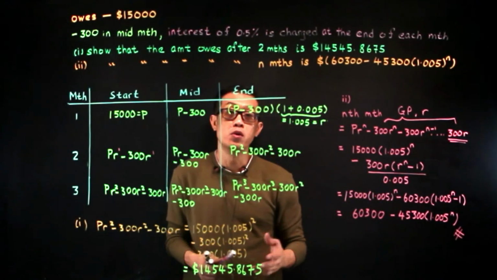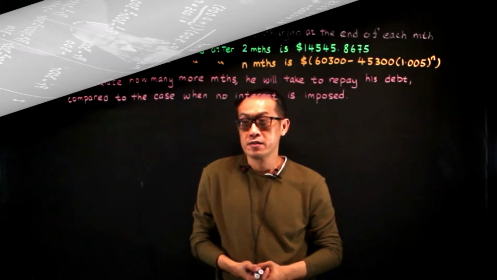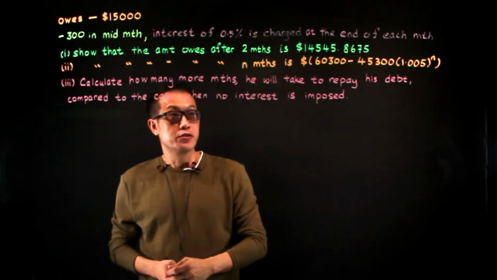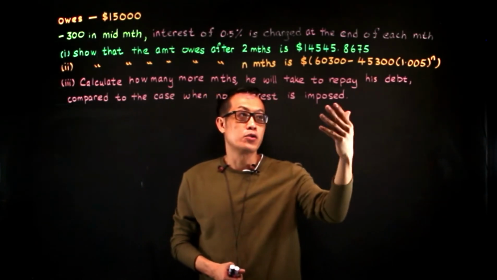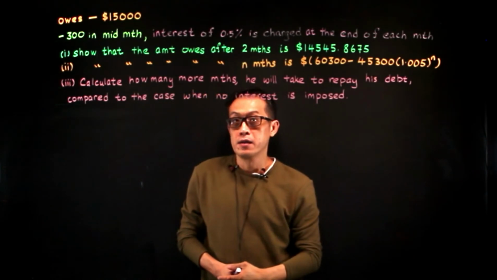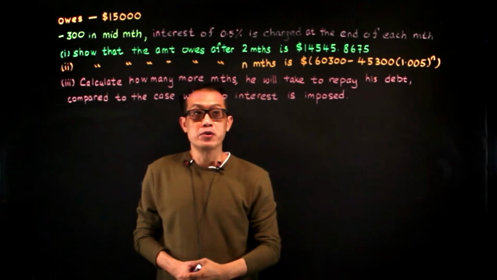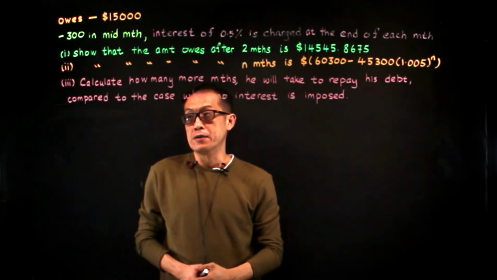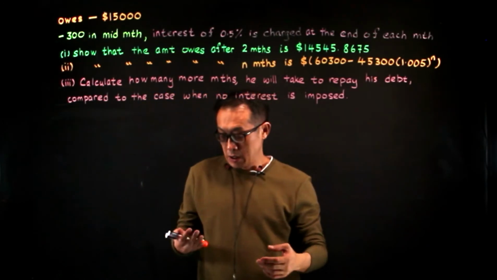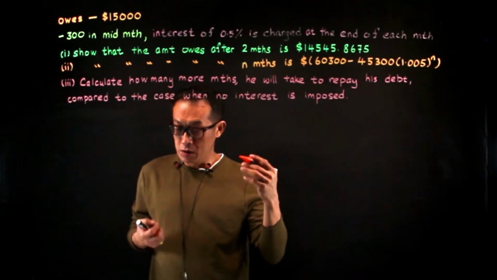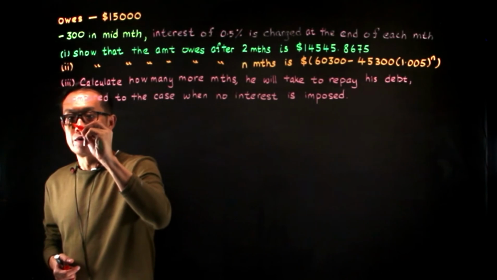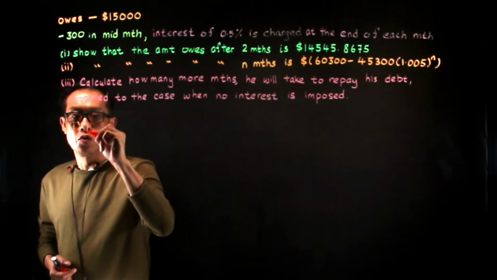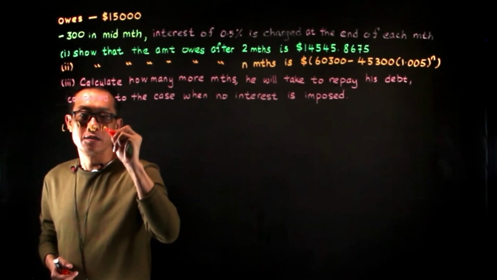Let's move on to part 3 of the question. In part 3, you are asked to calculate how many more months he will take to repay his debt, compared to the case where no interest is imposed. Now let's assume that no interest is imposed. So we are doing part 3. So no interest.